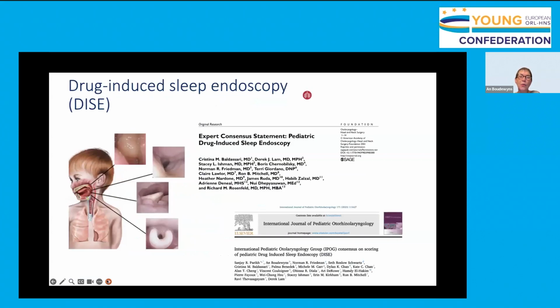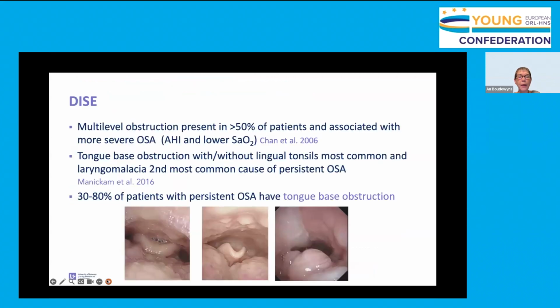I will not go into detail on the role of drug-induced sleep endoscopy because of time limits, but if you are interested, I can recommend these two papers that have been recently published and that will explain the role of DISE in the assessment of the upper airway before we start treating our children, especially those where we believe that they have an increased risk for persistent sleep apnea after adenotonsillectomy.